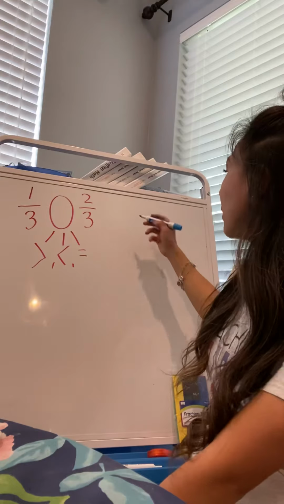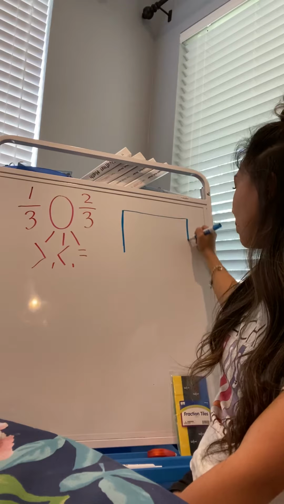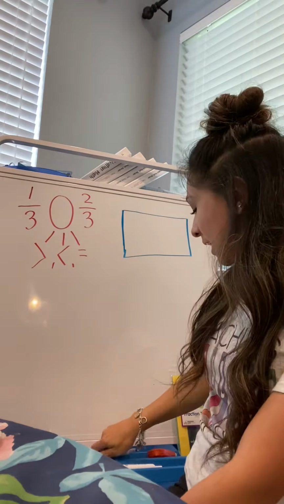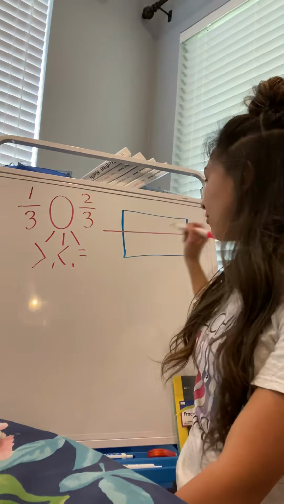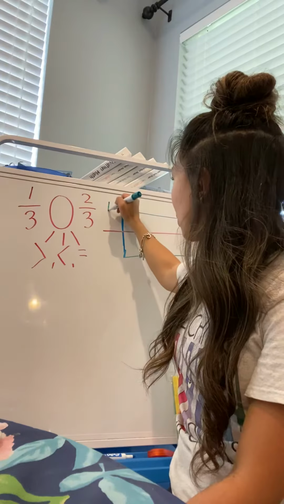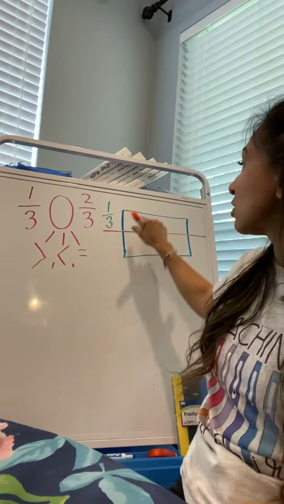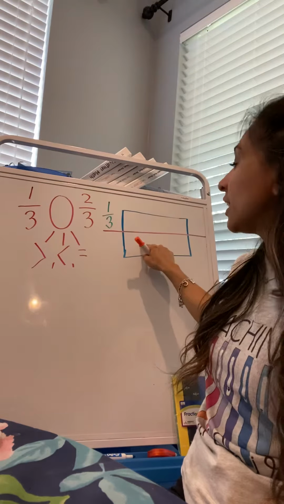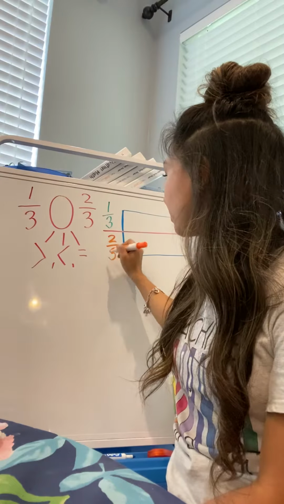I'm going to start by drawing a rectangle. And it's going to be a pretty big rectangle. And I'm going to split this rectangle in half. My top fraction is going to be 1/3. That's what I'm going to be representing on this top rectangle. This bottom rectangle, I am going to be representing 2/3.